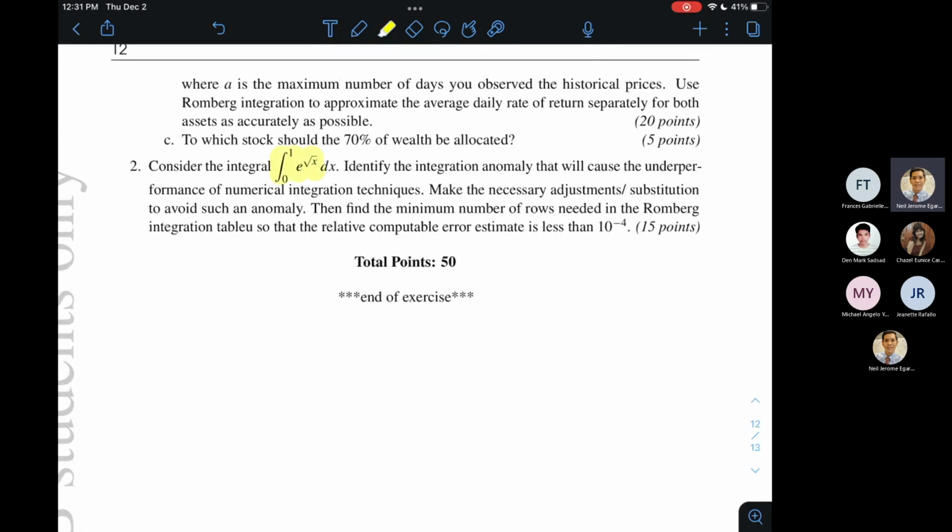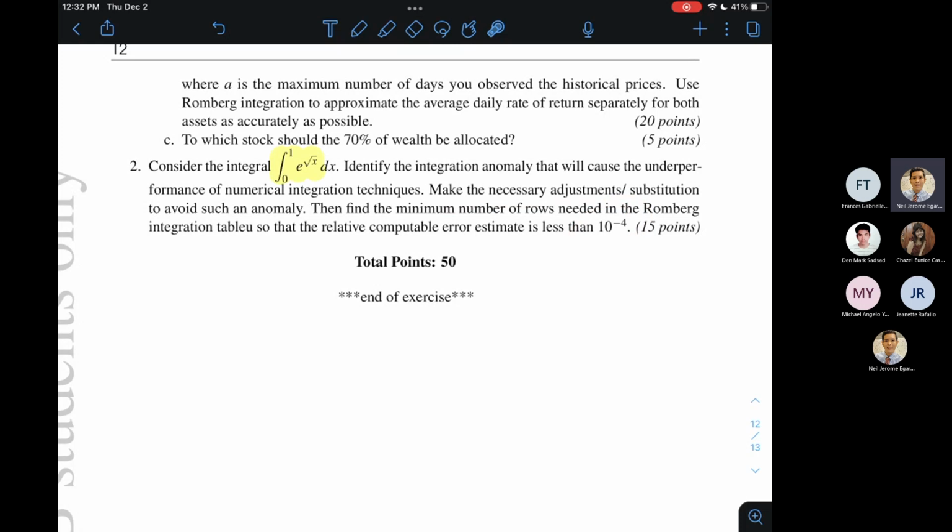Nagagamitin. Meron kang radicals exponent. So I think here you'll just need to remove the radical from the exponent by using the appropriate substitution for x. The resulting function will be continuous. Tapos ang catch nga lang dito ay kailangan gamitin yung Romberg integration or to find the minimum number of rows sa Romberg integration para yung relative computable error estimate, which was discussed in the lecture yesterday, ay hindi tataas ng 10 to the minus 4.